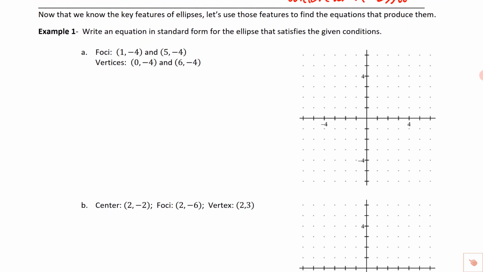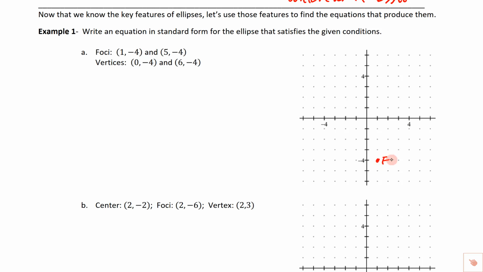It says write the equation in standard form, so that nice graph-friendly form, for the ellipse that satisfies the given conditions. There's an axis set here for you. You do not have to graph the entire thing. It's just there if you need it. So we're going to put foci at (1, -4). So right here, there's one focus. We'll put an F by that.